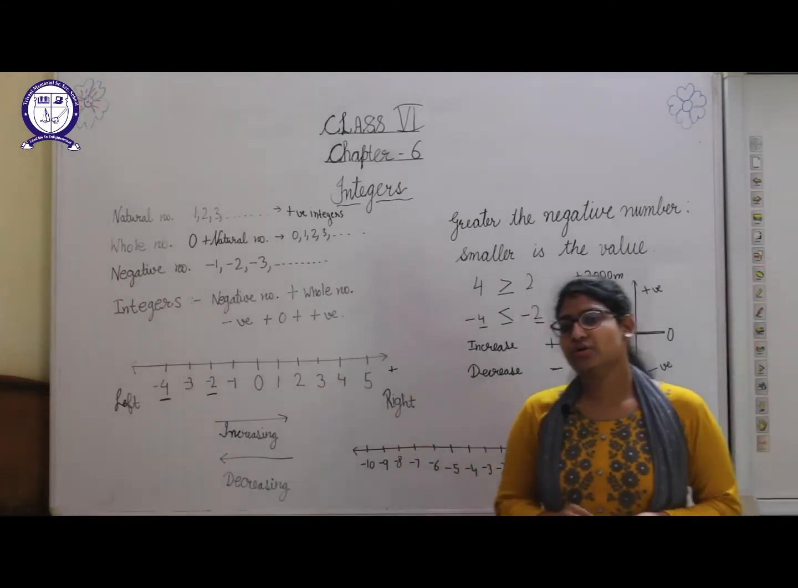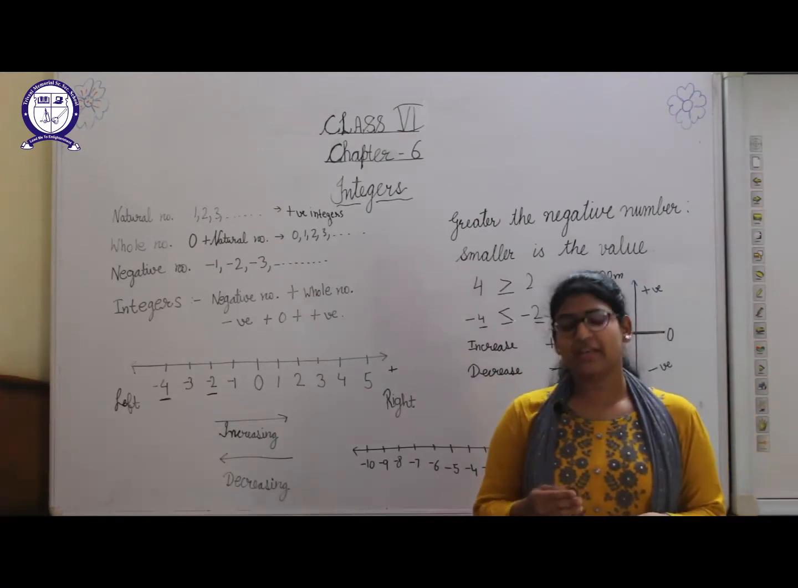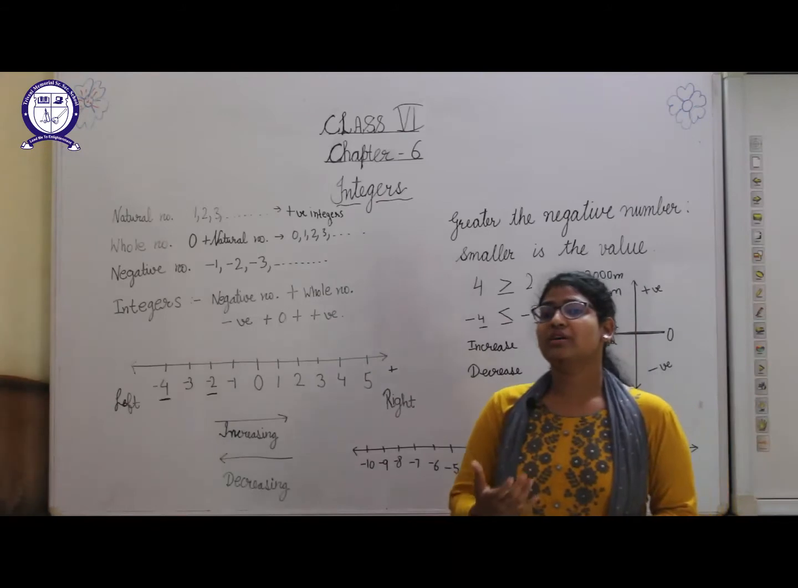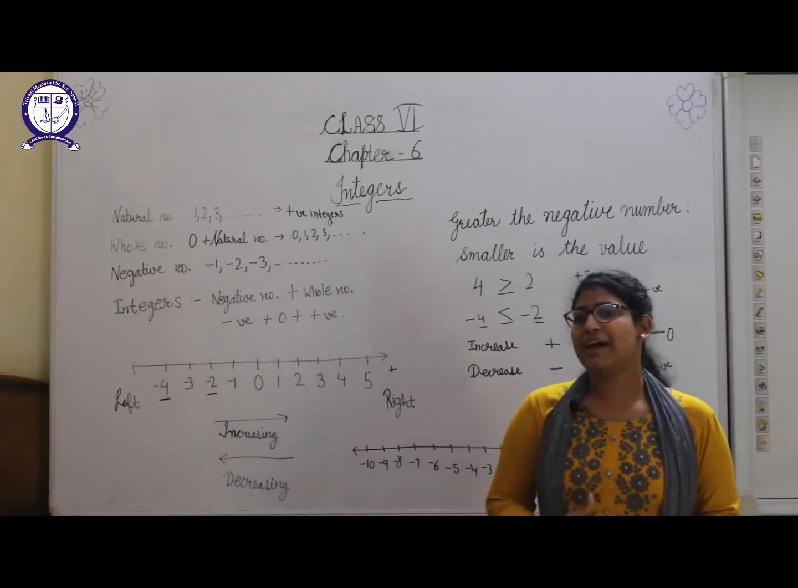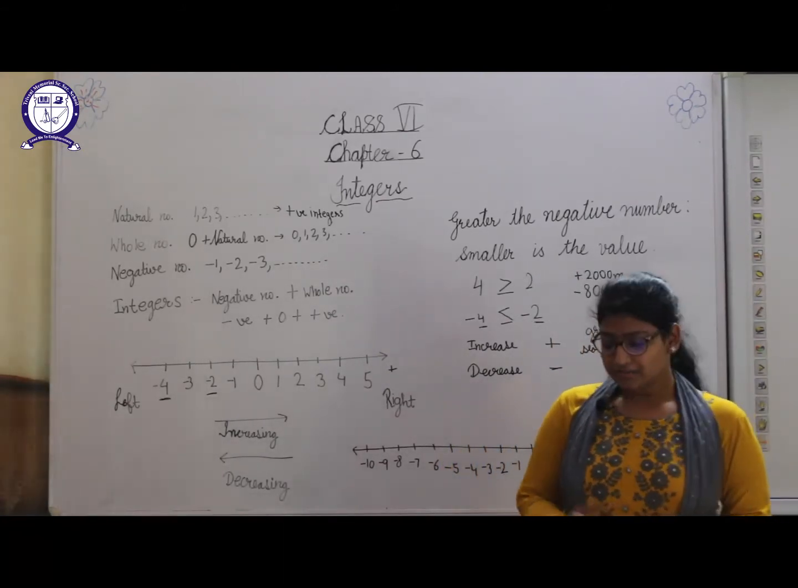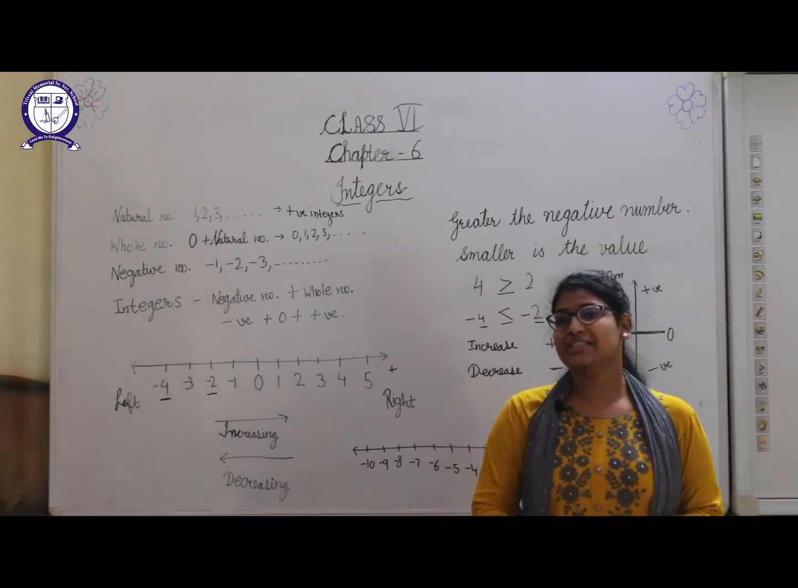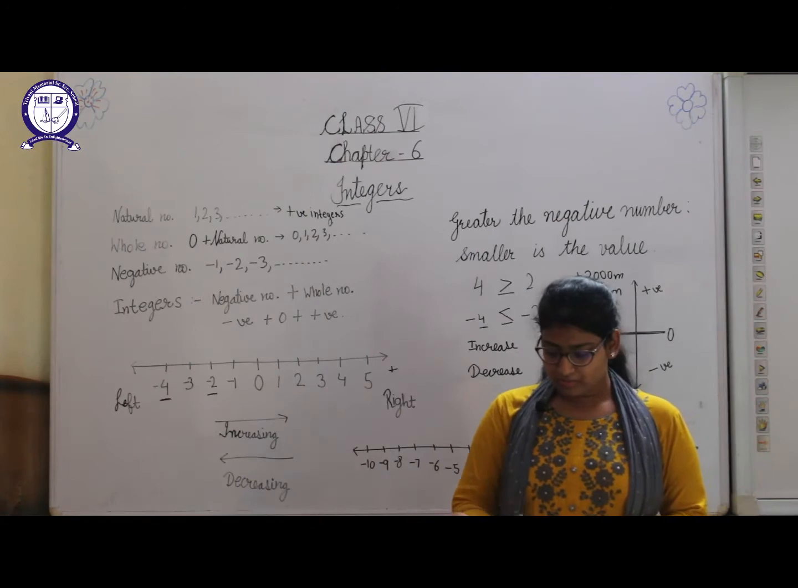Now C part is: a deposit of rupees 200. Students, as you go to the bank for depositing money, it means you are adding value to your account, and if you are withdrawing, you are taking money from your account, it means you are lessening your value, you are decreasing your bank balance.